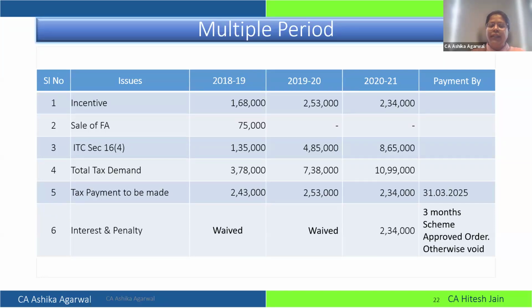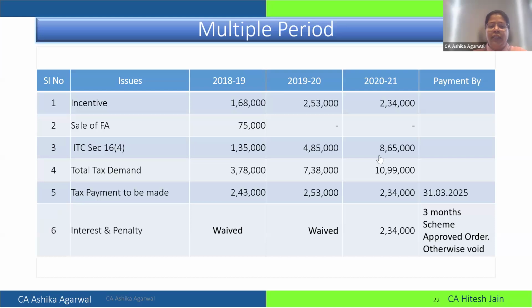Now look at this example. My total tax demand, including 16.4, for the first year is 378, second year is 738, 2021, which is outside the scheme, is 10 lakh. Now the tax which I need to pay for each period, if you notice, I have covered 243, which is basically excluding 16.4, minus 135 here. Issue 1 and 2 total 243. Similarly, again 1920, 253. But 2021 also you will see I have covered only issue 1. Issue 3 I didn't take because 16.4 is still 2021. So even for 8,65,000 also I am eligible for the benefit under 16.4, not under waiver of interest and penalty.